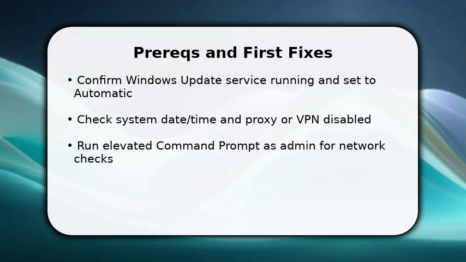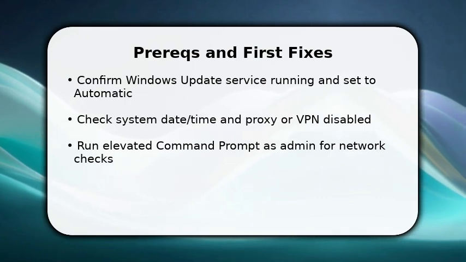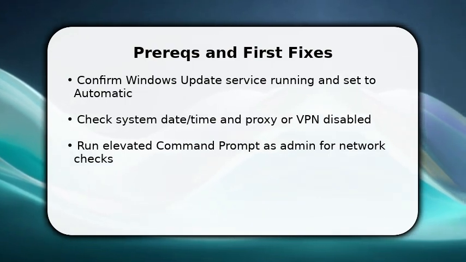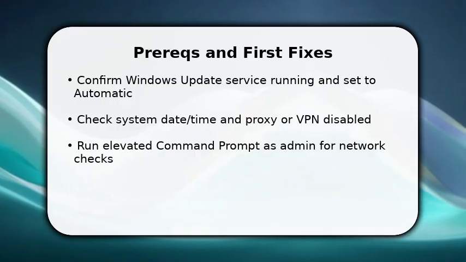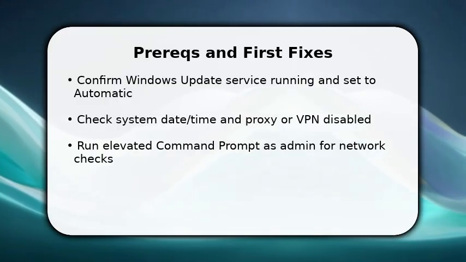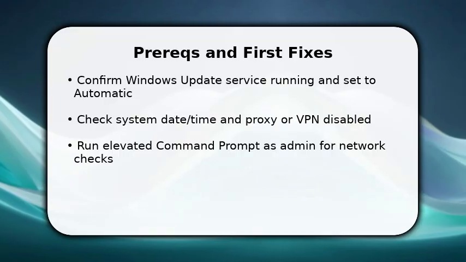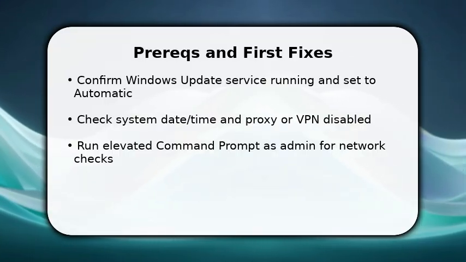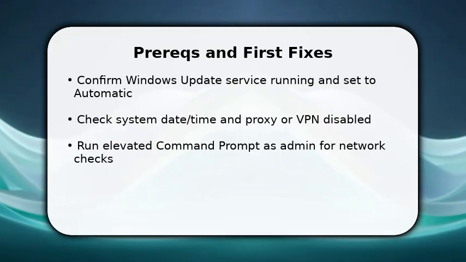Then launch an elevated command prompt as administrator. You'll use it next to reset networking and update clients. Now you reset update components to clear corruption. In the admin command prompt, stop services: Windows Update, Cryptographic Services, and BITS.